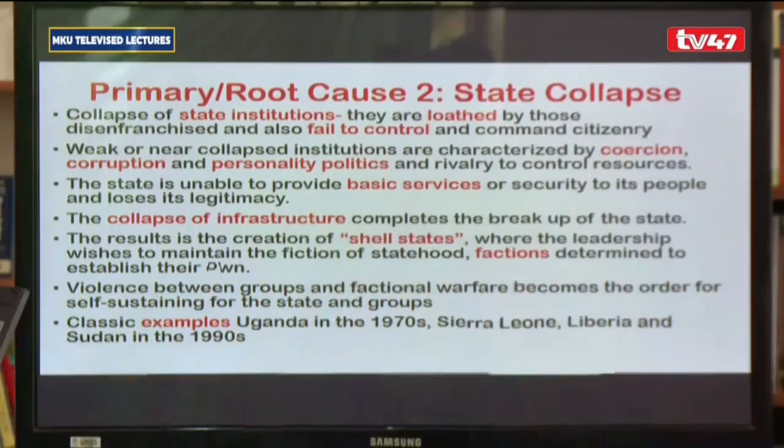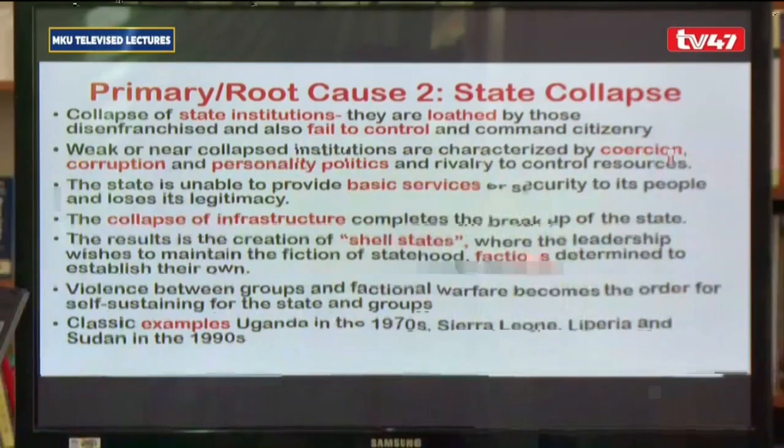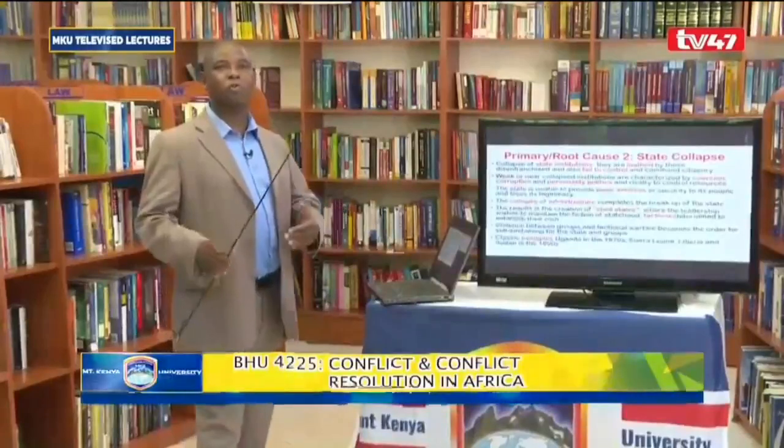parts. But within that shell also, we have factions, which are also determined to maintain their own hold onto power. When you have got fractured states or shell states, this is a classic example of where the state collapses and then the infrastructure collapses and also institutions collapse, and that contributes now to more conflict that arises out of the collapse.